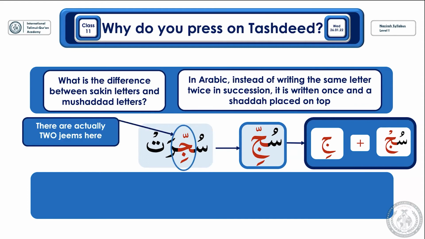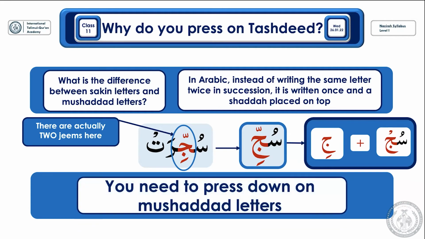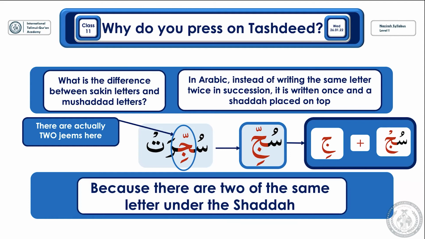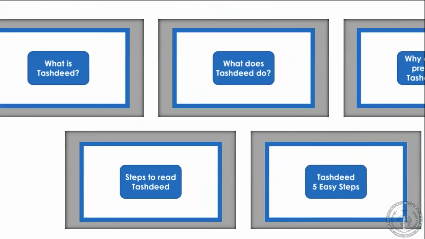When you see a mushaddad letter, you have to remember that there's actually two of those letters there. So here, there's actually two jeems. Even though you don't see them, the tashdeed, the shadda, is telling you that there's two. And you need to press down on mushaddad letters because there's actually two of the same letter underneath the shadda. Okay? And that's why we press down, because even though you can't see them, there are actually two letters there.